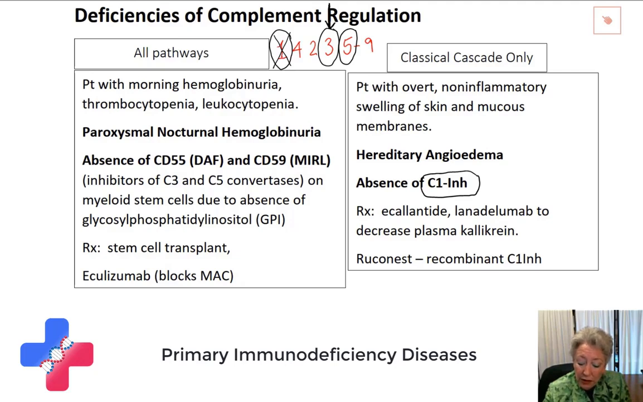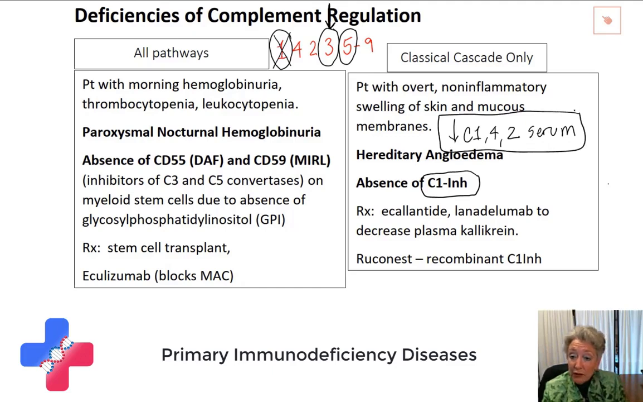So if I look in the serum of these patients, I would see reduced levels of C1, C4, and C2 in the serum or plasma. Because my second braking system comes in at 3, I'm going to have normal amounts of those because the system shut itself down. So the way I diagnose this is by actually identifying those reduced plasma levels of those early components which affect only the classical cascade.